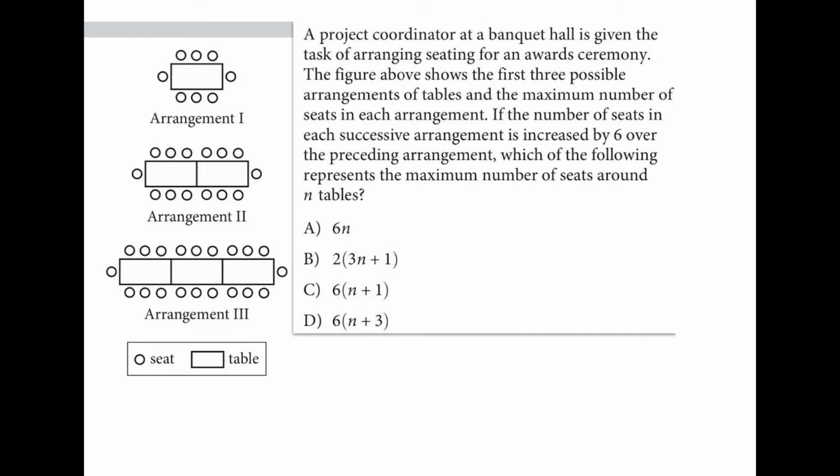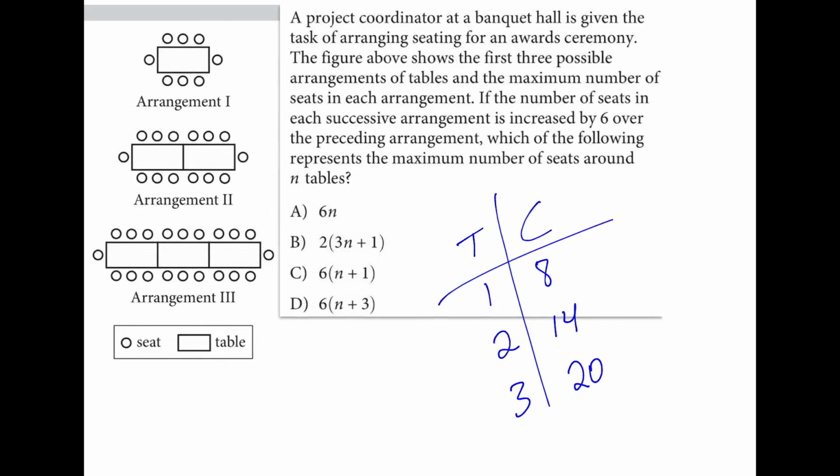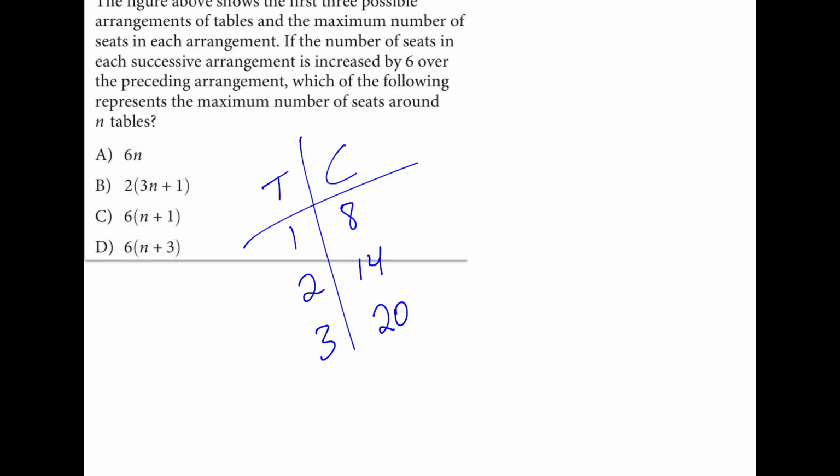So if we think about this as tables and chairs, when we have one table, we have 8 chairs. When we have 2 tables, we have 14. When we have 3 tables, we have 20. Notice our slope, we are increasing whenever the tables go up by 1, the chairs go up by 6. So our slope is 6.